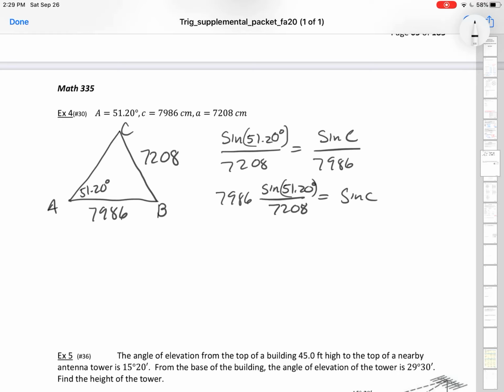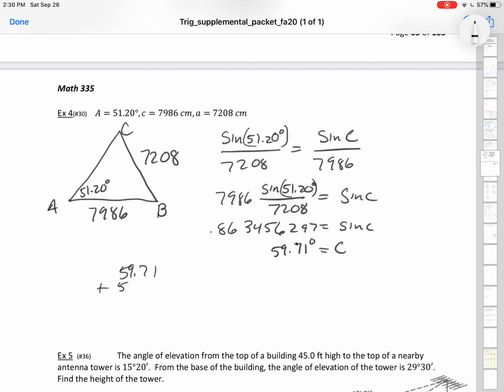So let's see if that's even possible. 7986 times sine of 51.2 degrees divided by 7208 is equal to 0.863456297, which is equal to sine c. So c is going to exist. And what is that sine inverse? 59.7. They went out to the hundredth, so I will too. 59.71 degrees.